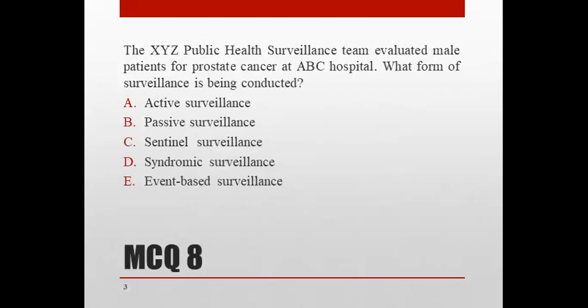MCQ 8. The XYZ public health surveillance team evaluated a male patient with prostate cancer at ABC hospital. Which form of surveillance is being conducted? Alpha, active; beta, passive; C, sentinel; delta, syndromic; E, event oriented. What will be the correct option? B. Passive. Alpha, active surveillance, as I already mentioned that the team evaluated a male patient for prostate cancer at ABC hospital. They don't use any record system. They actually apply surveillance or screening of prostate cancer in admitted hospital patients. Therefore, it should be active surveillance, alpha.